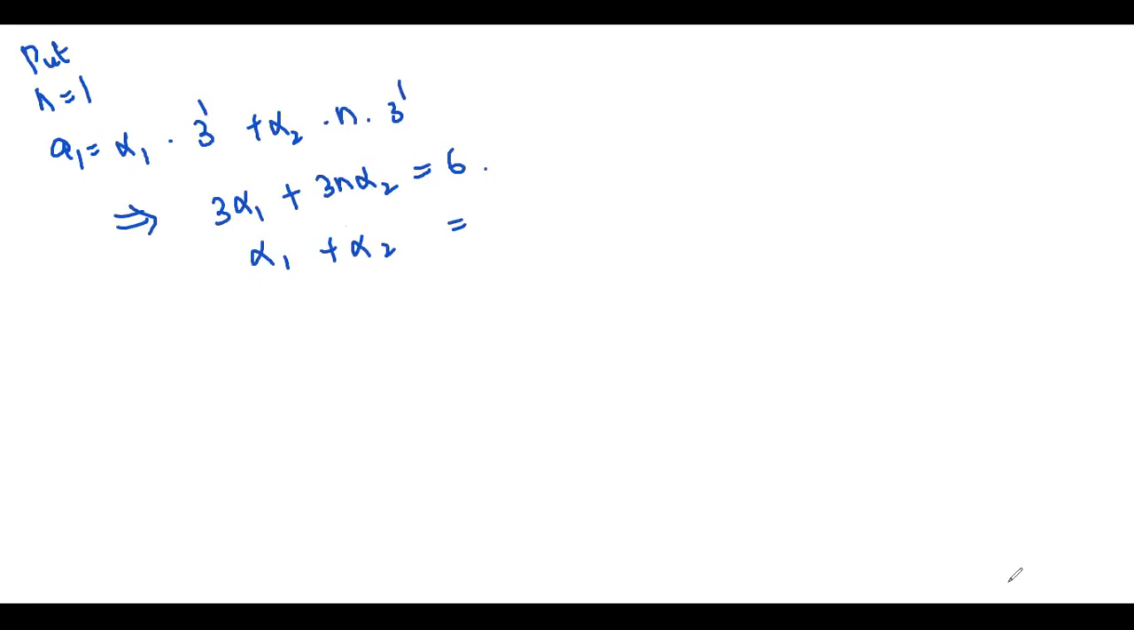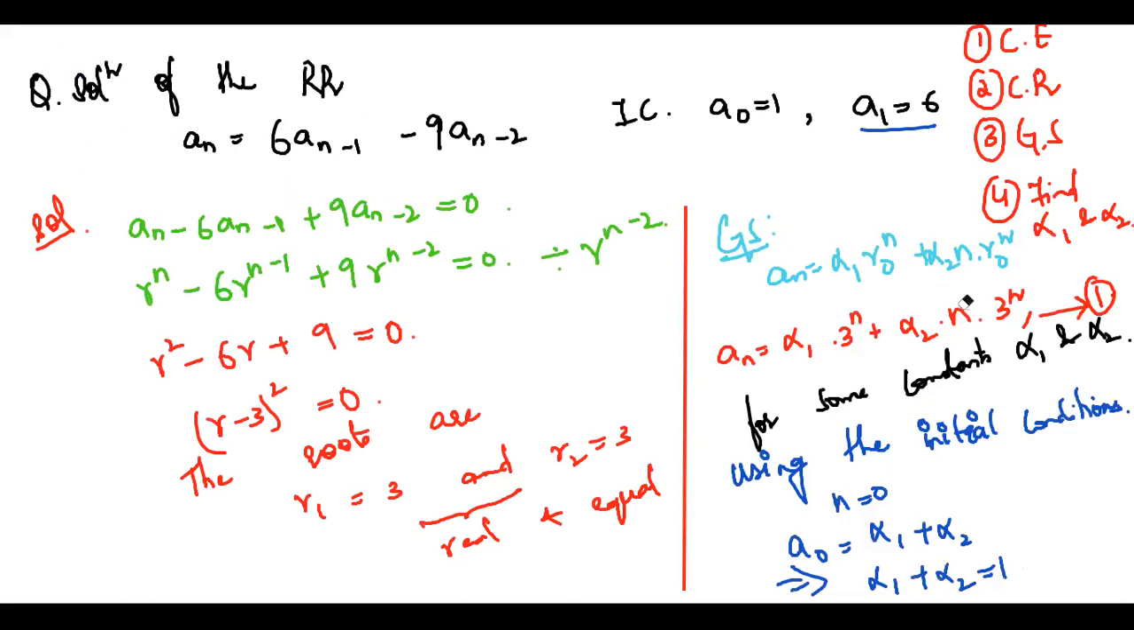Actually, I think I have created a mistake over here. When we put n is equal to 0 over here, then you will only get alpha 1. So let me just clear this part.